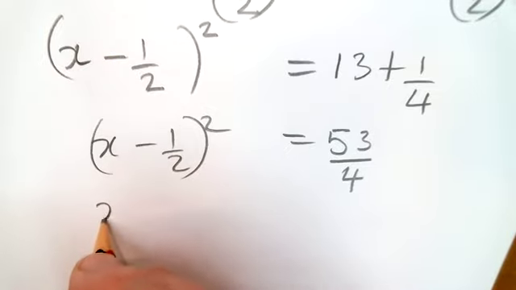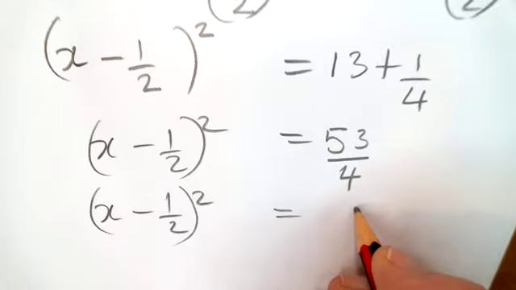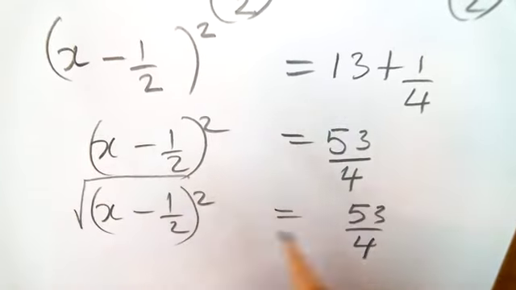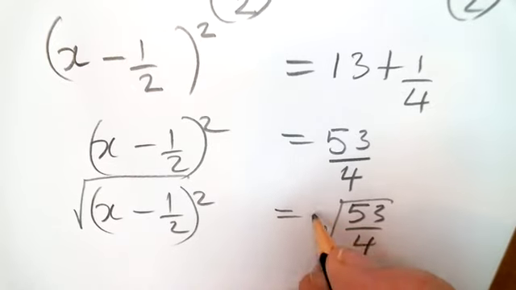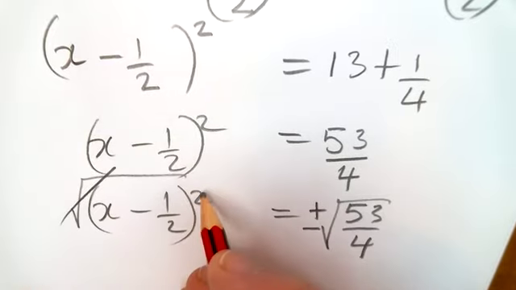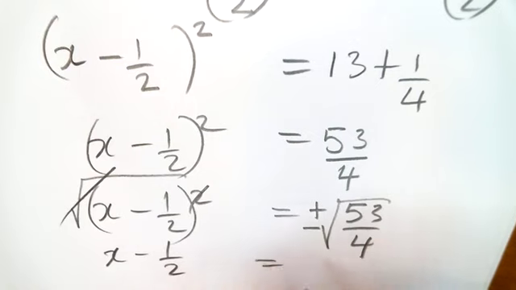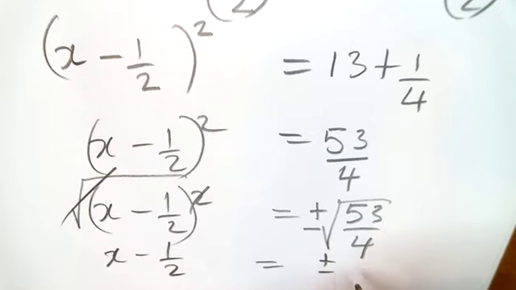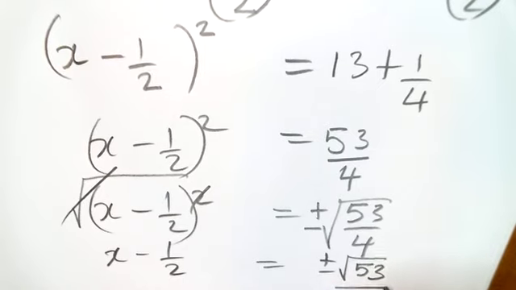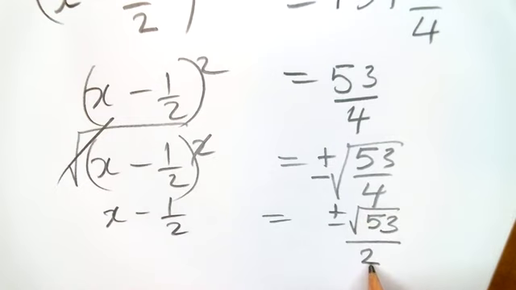So I'm now going to rewrite that, leaving a bit of a space here, 53/4. I'm going to find the square root of this side and the square root of this side. And this becomes plus or minus root 53/4. And of course, the square and the square root cancel out. So now I'm left with x minus 1/2 is equal to plus or minus root 53 over 2, because, of course, root 4 is 2.